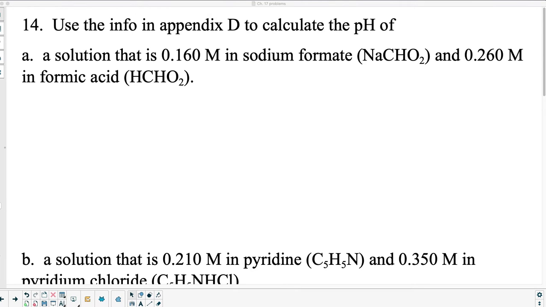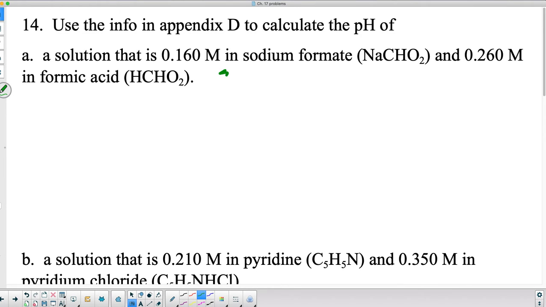Number 14 is a common ion problem. So let's take a good look at this. Obviously, this is going to be equilibrium, so we're going to use ICE. But before we get to that part, we've got to figure out what's going on. It says a solution that is 0.16 molar of sodium formate and 0.26 molar of formic acid.